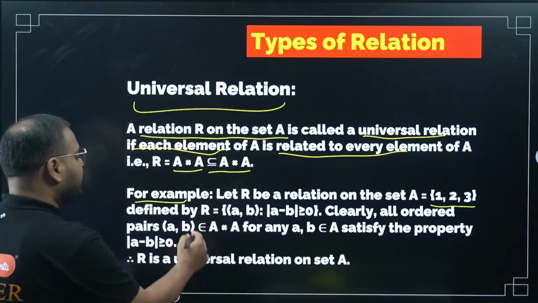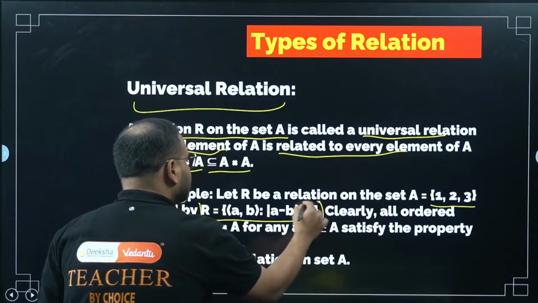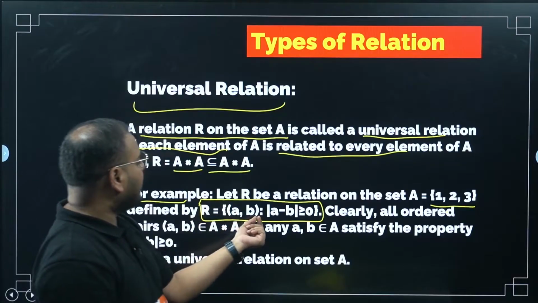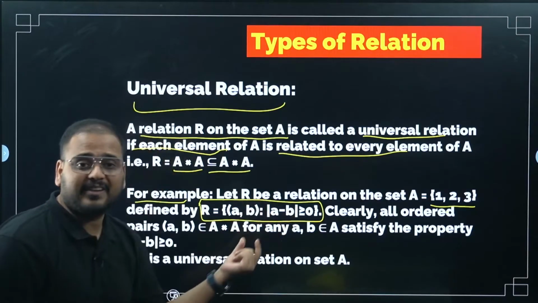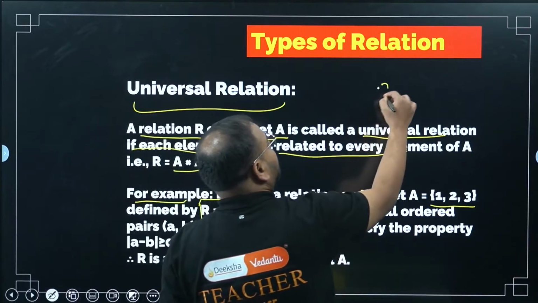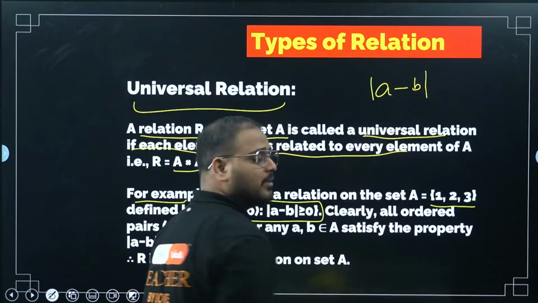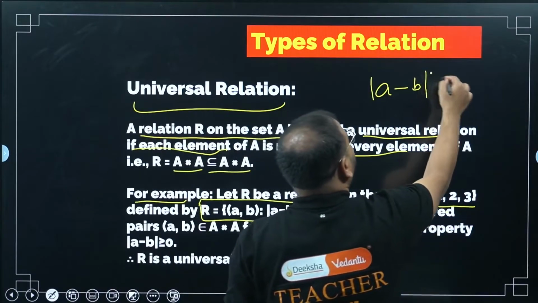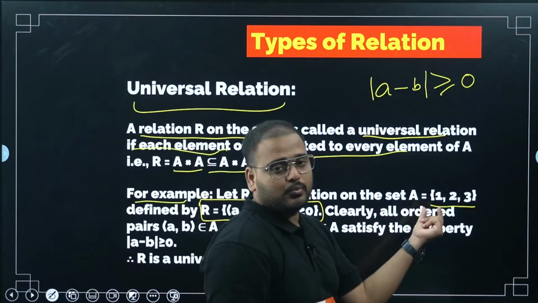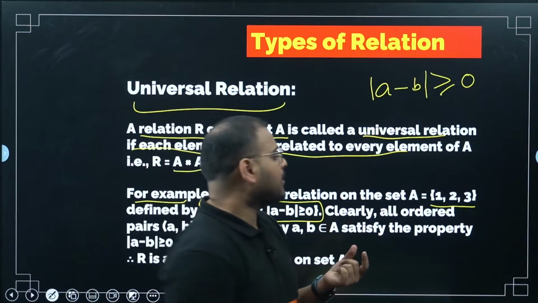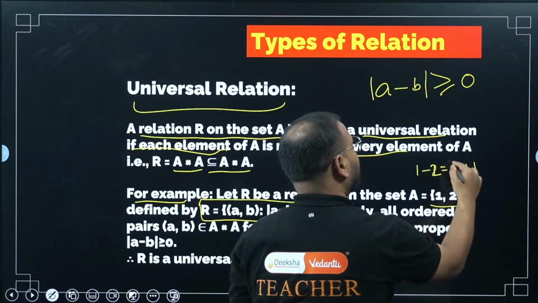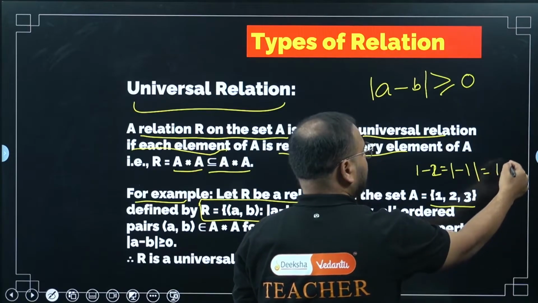The relation is defined as: (a, b) is an element of the relation set such that the mod of the difference of a and b is greater than or equal to 0. Not just the difference, the modulus of the difference, which is always greater than or equal to 0. So let's take the elements 1 minus 2. 1 minus 2 is minus 1. If I take mod, it will come out as 1, which is greater than 0.